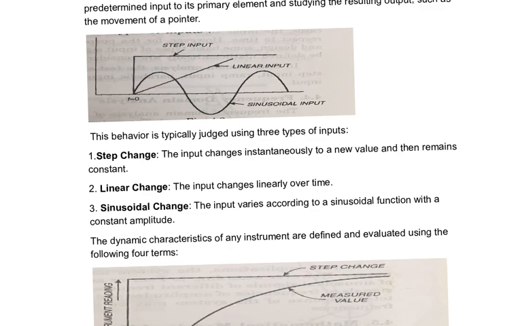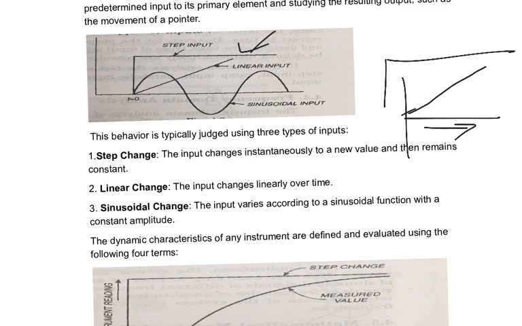So behavior is typically judged using 3 inputs. You can see the step input, this line. The input changes instantaneously to a new value and then remains constant; this is called a step input. What do you mean by linear change? The input which changes linearly over time. You can see there is a time axis here, so as you go on increasing the time, the input also increases.